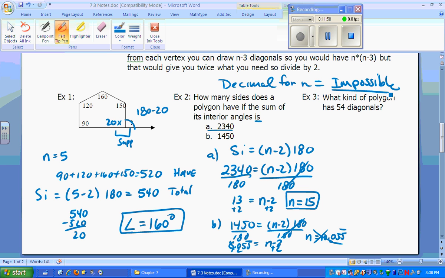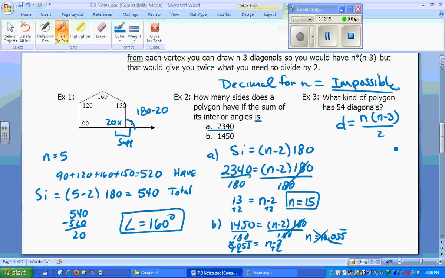Good. Hopefully, last one. Let's finish it up here. We're right at about 12 minutes. Example 3. What kind of polygon has 45 diagonals? Okay. Well, once again, we know what formula we're going to be using. This time we're using diagonals equals n times n minus 3 over 2.